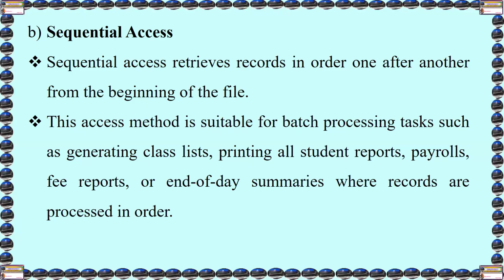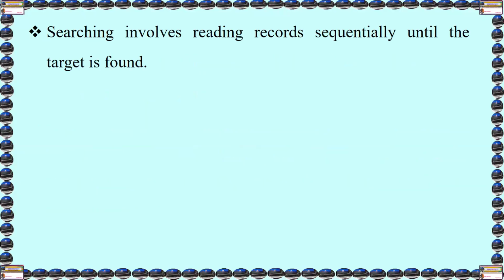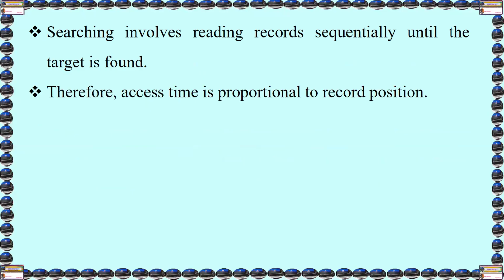However, for the sequential, you have the records stored in a certain order, for example, in a sorted order, and therefore accessing that record is a little bit faster. So the records are stored in a sorted sequence, for example, by student ID. The searching involves reading records sequentially until the target is found. Therefore, access time is proportional to record position.